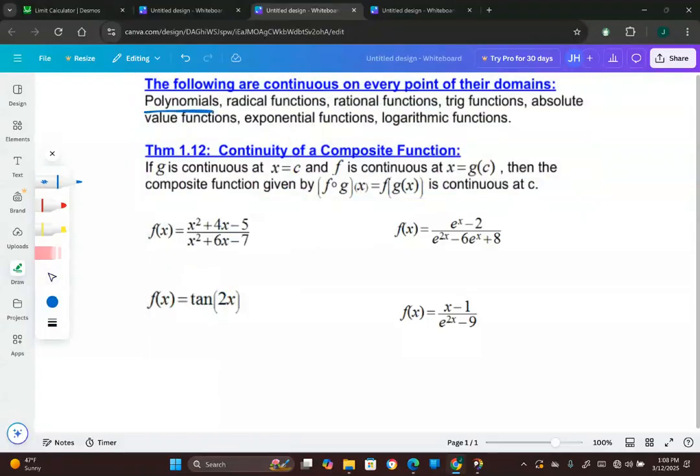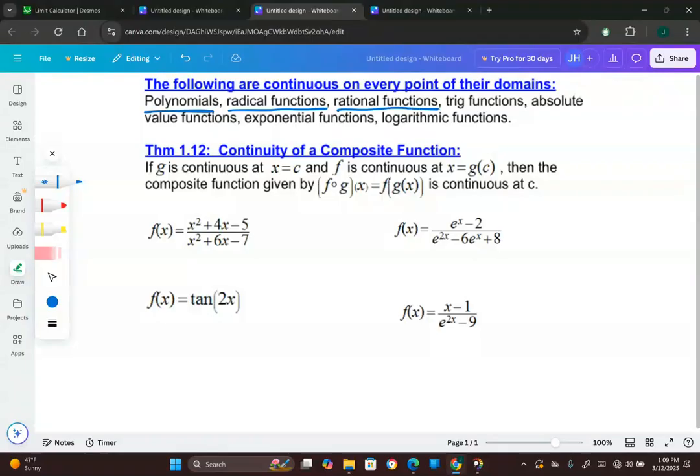Radical functions. If you look at square roots and cube roots, their domains are either 0 to infinity or all real numbers, and they are continuous on that entire domain. Now, this is where people run into problems. Rational functions have discontinuities. They have asymptotes. They have holes. But everywhere except the holes and the asymptotes, they are continuous on those intervals.